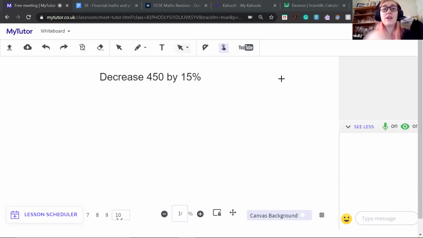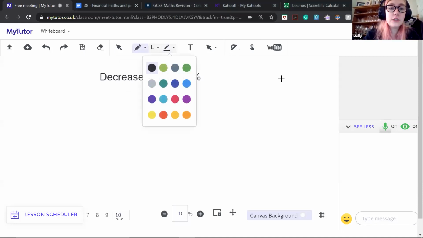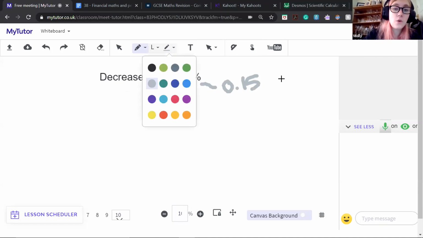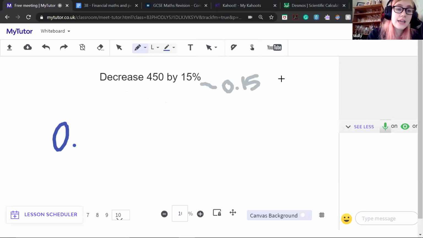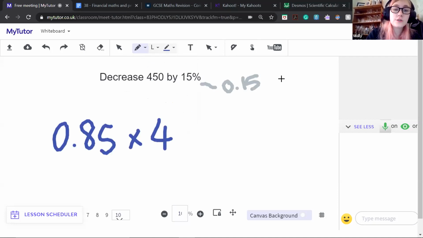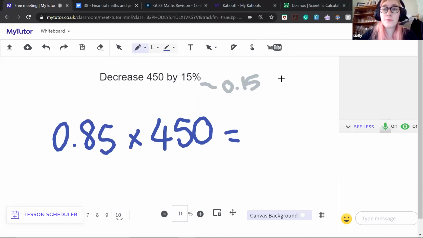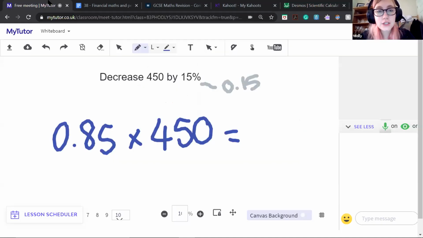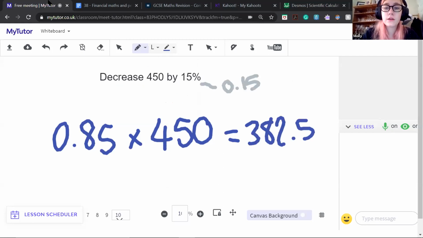So yeah, loads of people have said it. So the multiplier for 15% is 0.15. So the multiplier for a decrease in 15%, we take that away from 1, and we see that it is 0.85. So we can just multiply 450 by 0.85 to do this in one step. And we get 0.85 times 450, 382.5. And loads of people were getting that, which is fantastic.